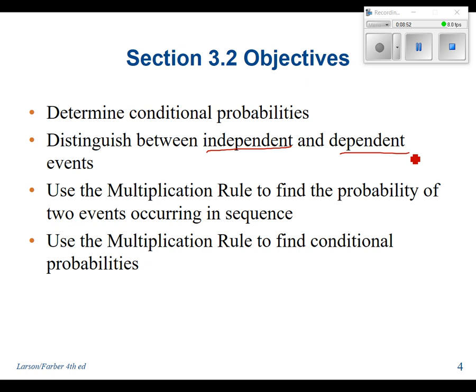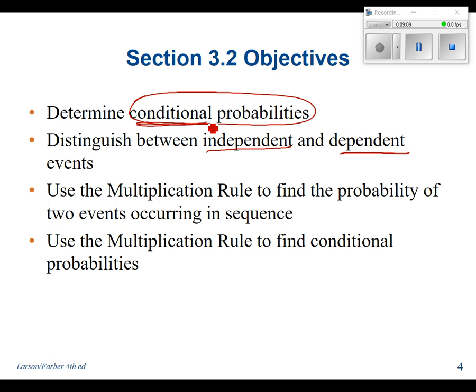Use a multiplication rule to find the probability of 2 events occurring in sequence. Use a multiplication rule to find conditional probabilities. Again, the main thing today, conditional probabilities. What does the word conditional mean? It has a condition. All right, it has some kind of condition.